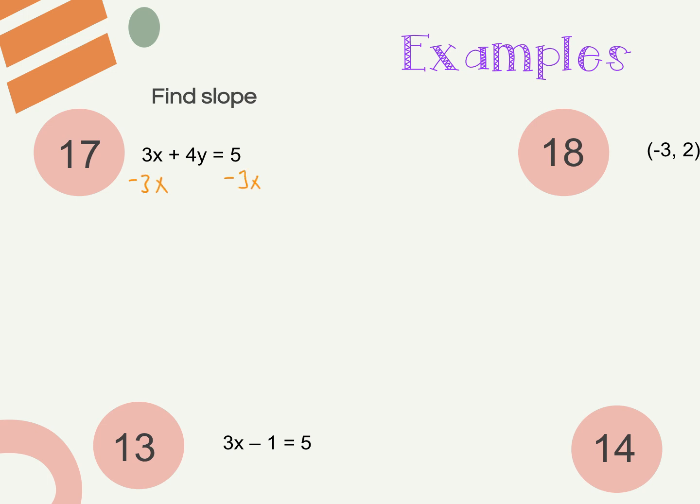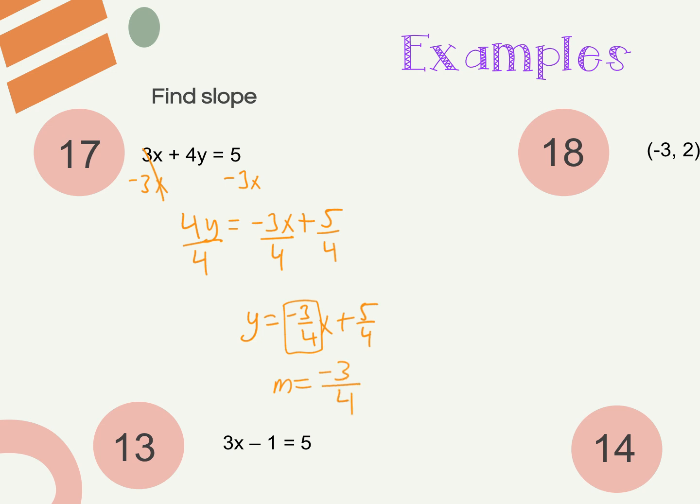So let's subtract 3x on both sides. And then we get 4y equals negative 3x plus 5. And then divide everything by 4. So we get y equals negative 3/4 x plus 5/4, and then we see that the number in front of the x is negative 3/4. Negative 3 over 4. And then there's your slope.